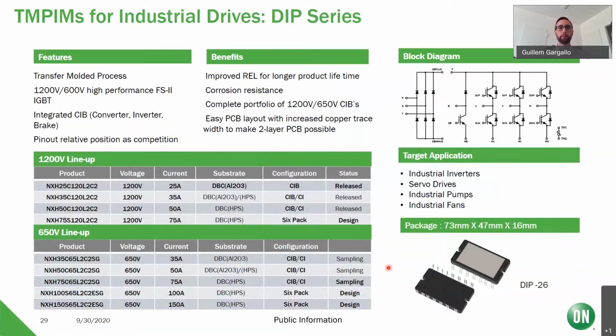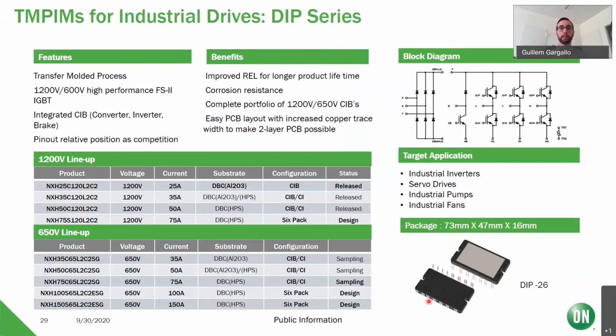Besides this being a transfer molded process package, we have here as well very rugged 1200 volt and actually 650 volt high performance field stop 2 IGBTs integrated with a CIB configuration as well as CI and in future the 6-packs. And the pinout has the same relative position as available packages in the market. This is also to make it easier for you to redesign your PCB. So you will find the different potentials in the same relative position as the industry standard package.